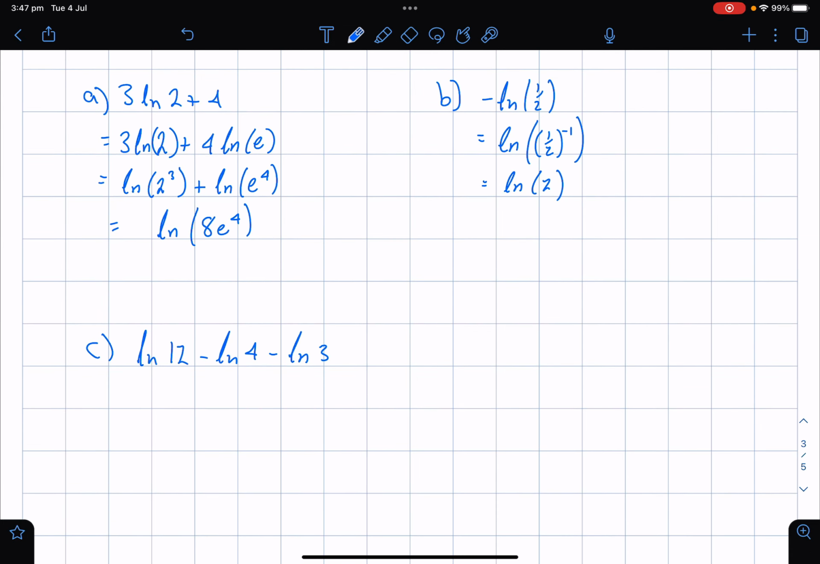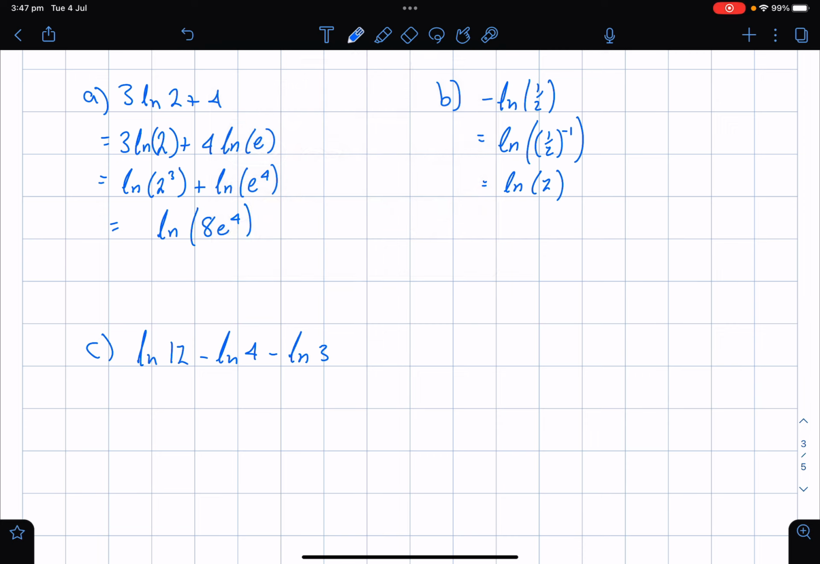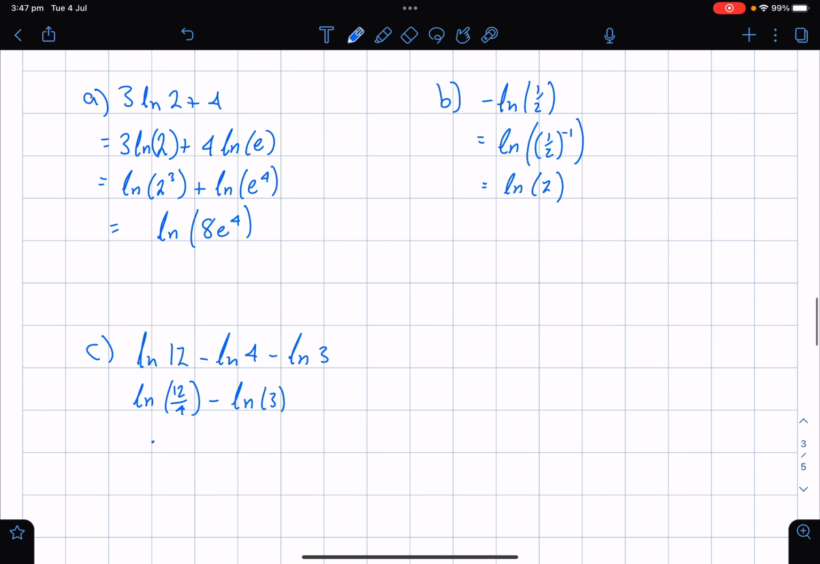And then I've got this one here, the natural log of 12 minus the natural log of 4 minus the natural log of 3. So we know when we're subtracting natural logs, we divide the insides. So I've actually got the natural log of 12 divided by 4 minus the natural log of 3. We can do it in separate parts. So this is the natural log of 3 minus the natural log of 3.